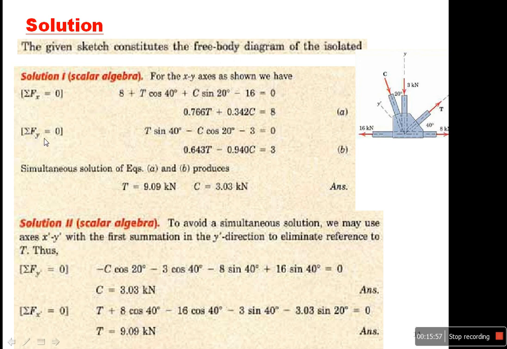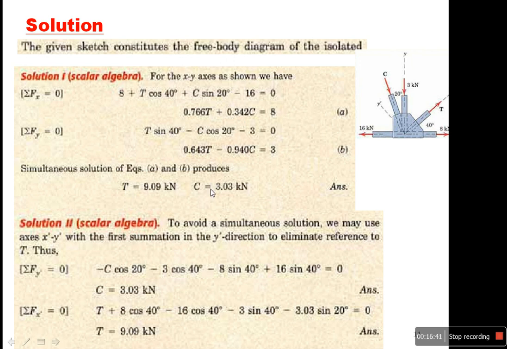Now summation of all forces in the y-axis equal to 0. T sine 40, I will get in the direction of y, minus C cosine 20 will be in this direction, minus 3, because this force is downward and in the opposite direction of y, equal to 0. After simplification, I will get this equation that we call B. Now I have two equations with two unknowns. Now I can solve these two equations simultaneously to get T and C.